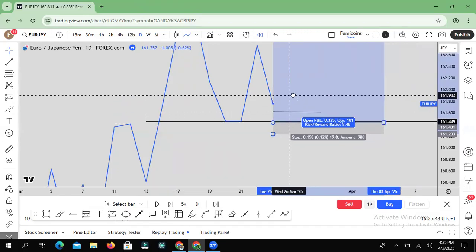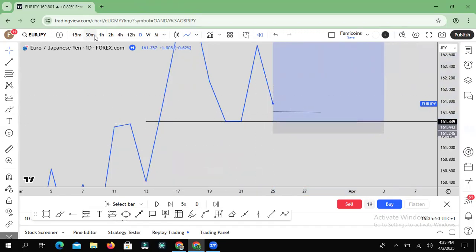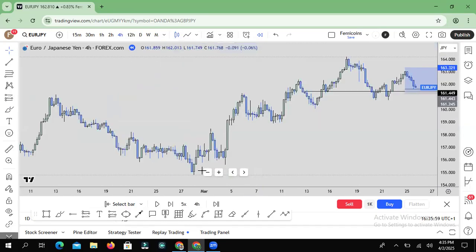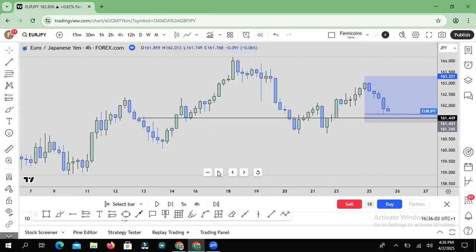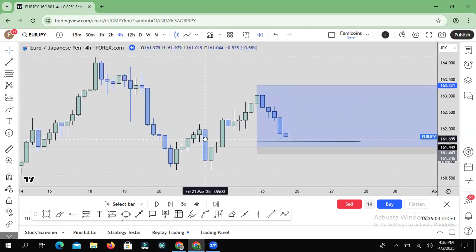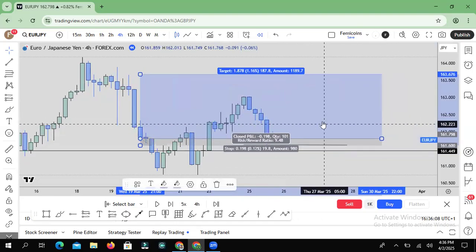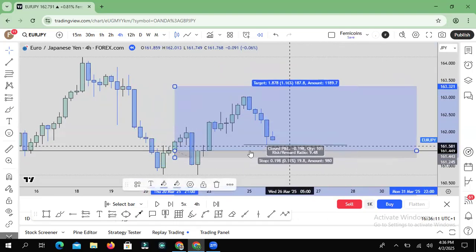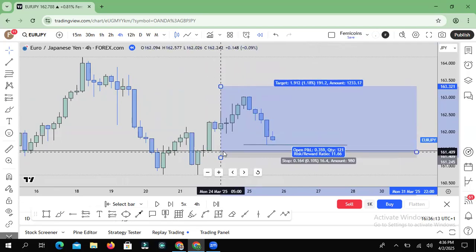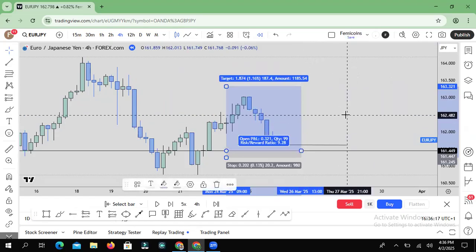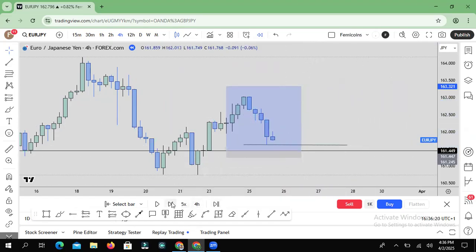Let's go back to the 4-hour. Before I play it, we can all see how the market plays out on that daily key V-shaped key level. So this is it. Now I can play price.